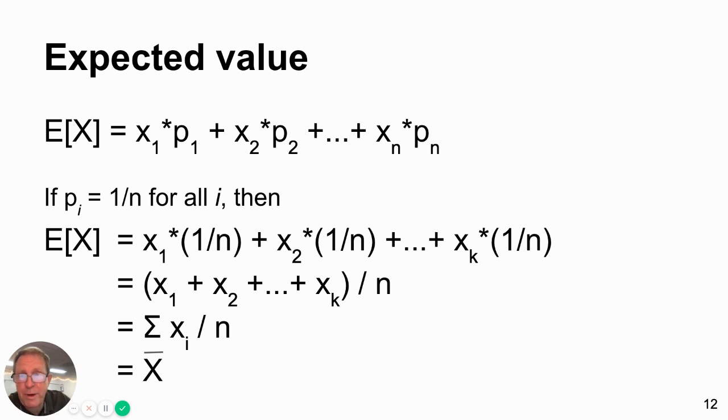And here's a proof. You can go back to this later if you'd like. In this proof I show that if the probability is the same for all outcomes, then the expected value is equal to x bar. Not a difficult proof, but you can pause here and look it over. I'm just going to continue.